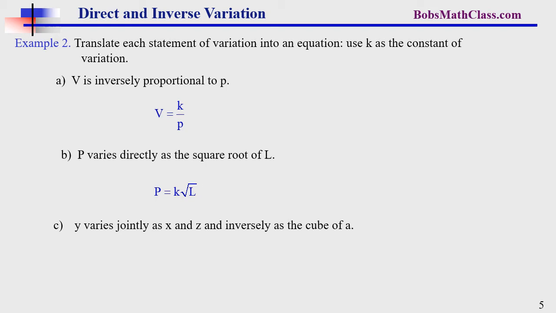Okay, part C. Y varies jointly as x and z and inversely as the cube of A. All right, so y equals k on top. Jointly means we have two letters, so x and z, and then in the denominator, the cube of A, A cubed.